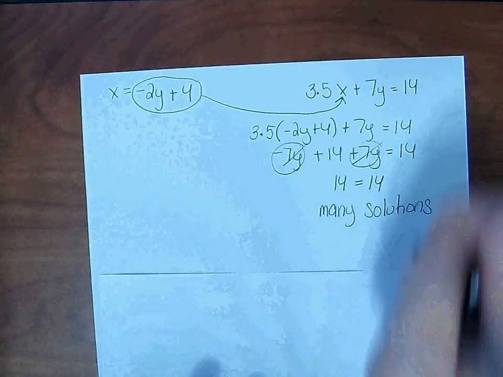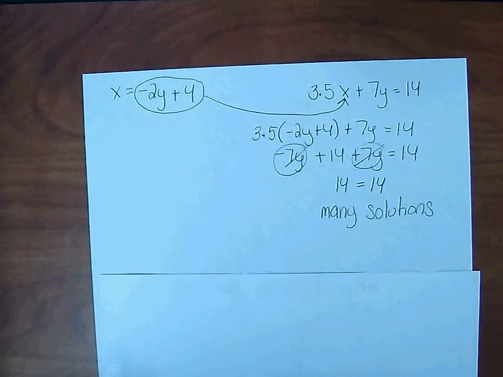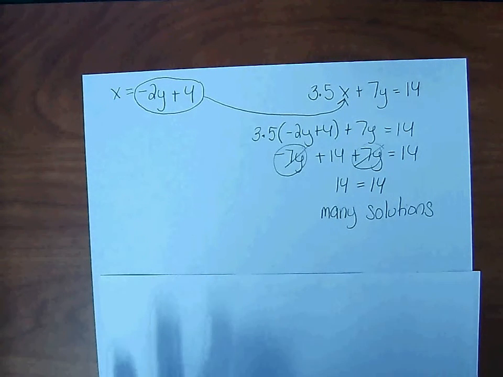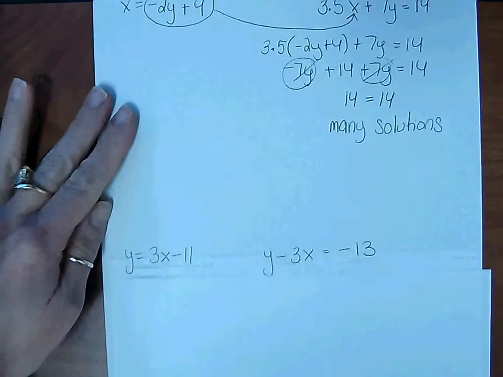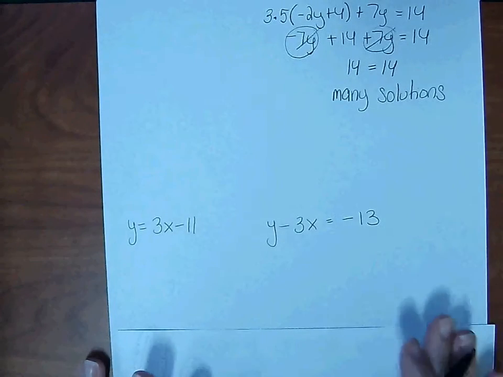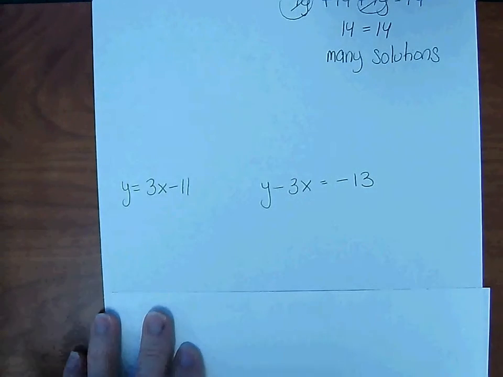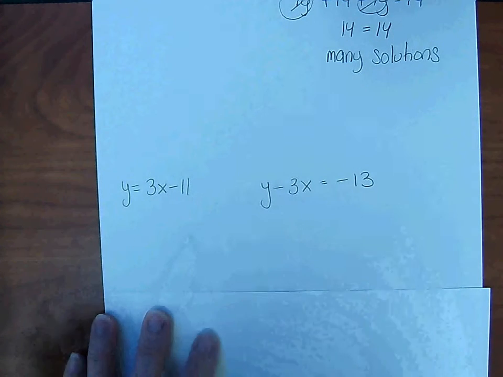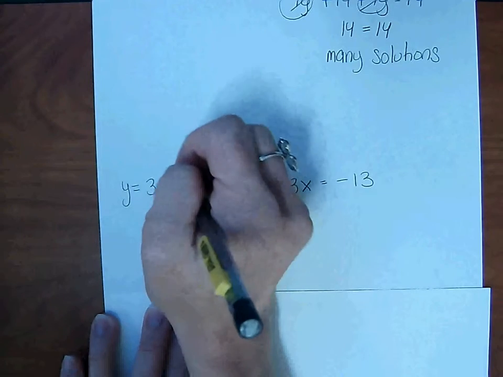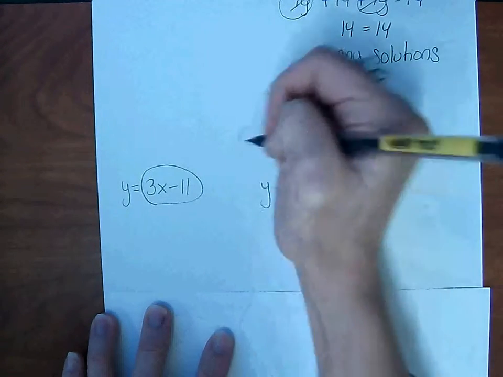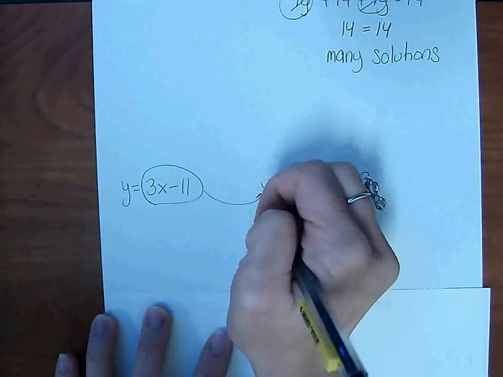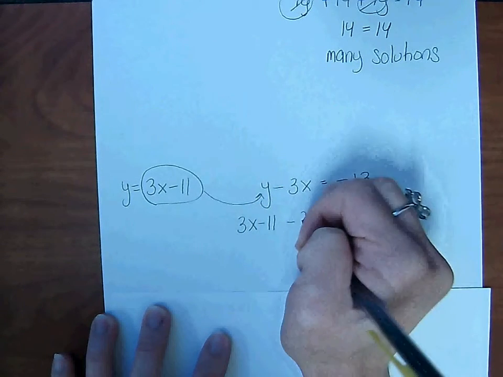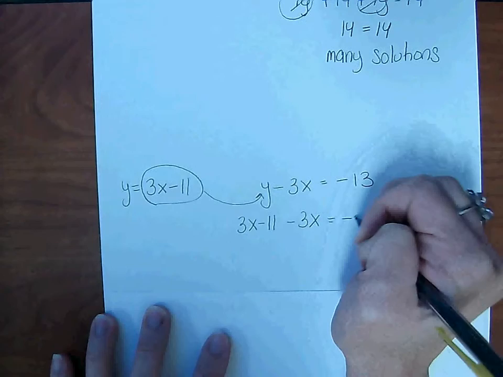If we were to graph these two equations, we would have the same line. They would be one line on top of the other. Next: y equals 3x minus 11, and y minus 3x equals negative 13. Okay, the first equation is solved for y, so wherever I see y in the second equation, plug in. So 3x minus 11 minus 3x equals negative 13.